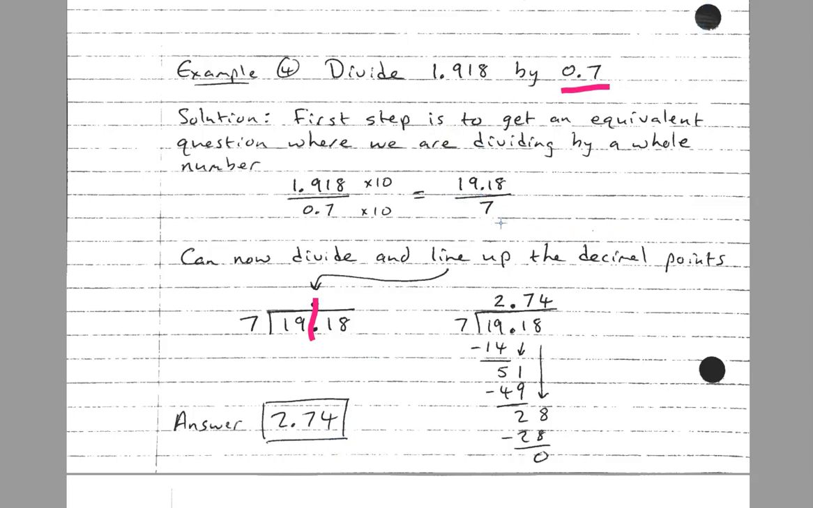19 divided by 7, that's... 21 divided by 7 would be 3, so maybe that makes more sense.